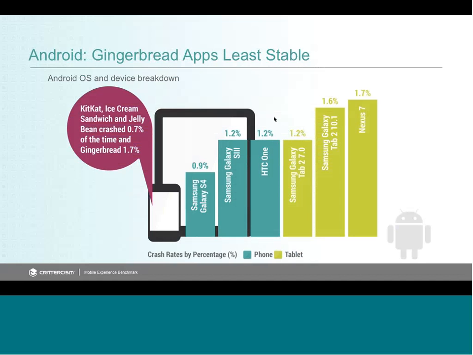So we looked at Android first, and if you look at the purple bubble, that represents the platform version. So Kit Kat, Ice Cream Sandwich, Jelly Bean have about a 0.7% crash rate. And then Gingerbread, which is a slightly older release, has about a 1.7% crash rate. And we put it on there because it still has a fairly large adoption, just because it's often on some of the devices that have lower performance characteristics, and it runs well on that.